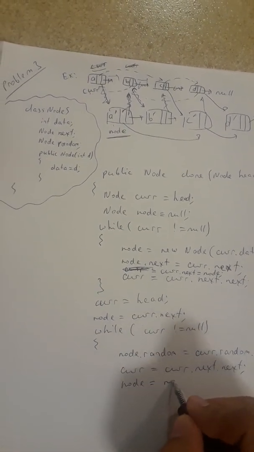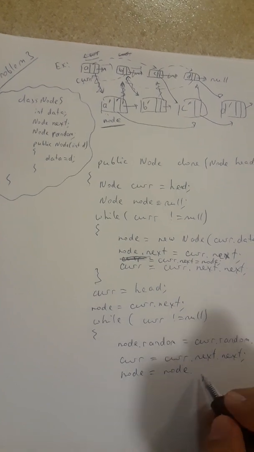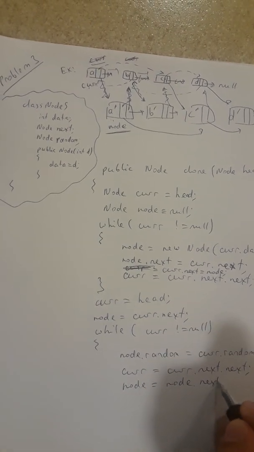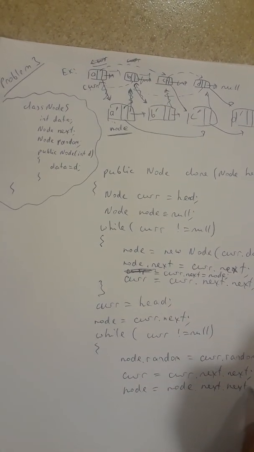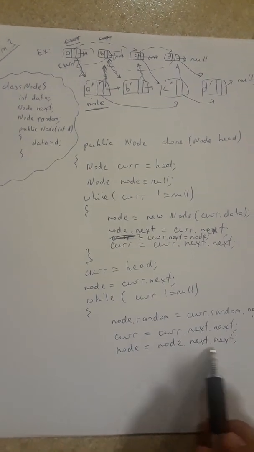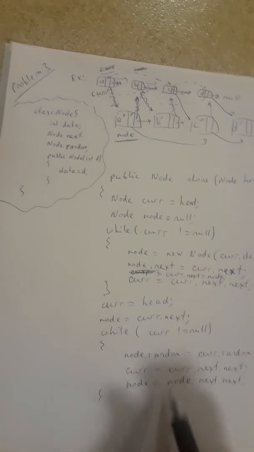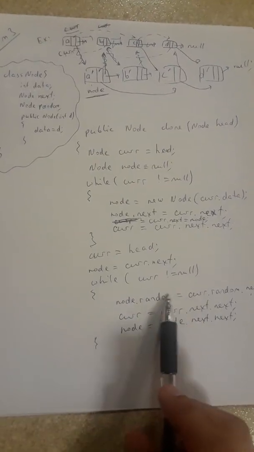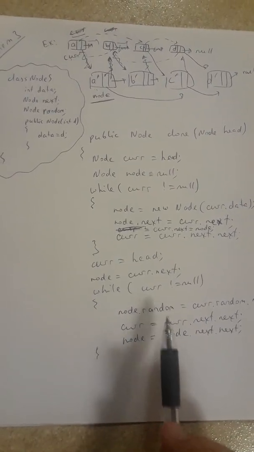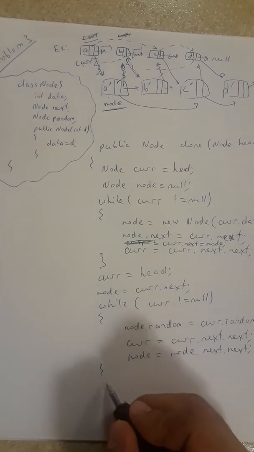The same thing will be applied for the cloned node with next. So here we'll just handle the pointers of the random pointer.